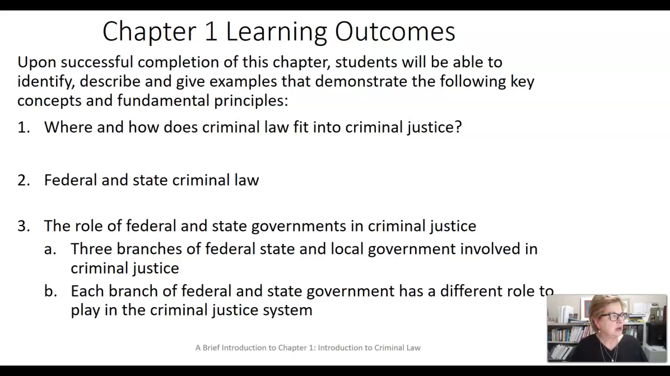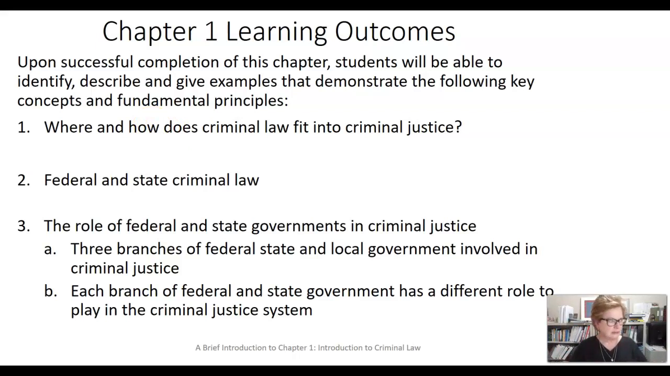So here we go. What I want you to know going into Chapter 1 is what you will be able to do or should be able to do at the end of the chapter. So we'll talk about where and how criminal law fits into criminal justice. There's police, there's courts, there's corrections. How does criminal law fit into all of that?